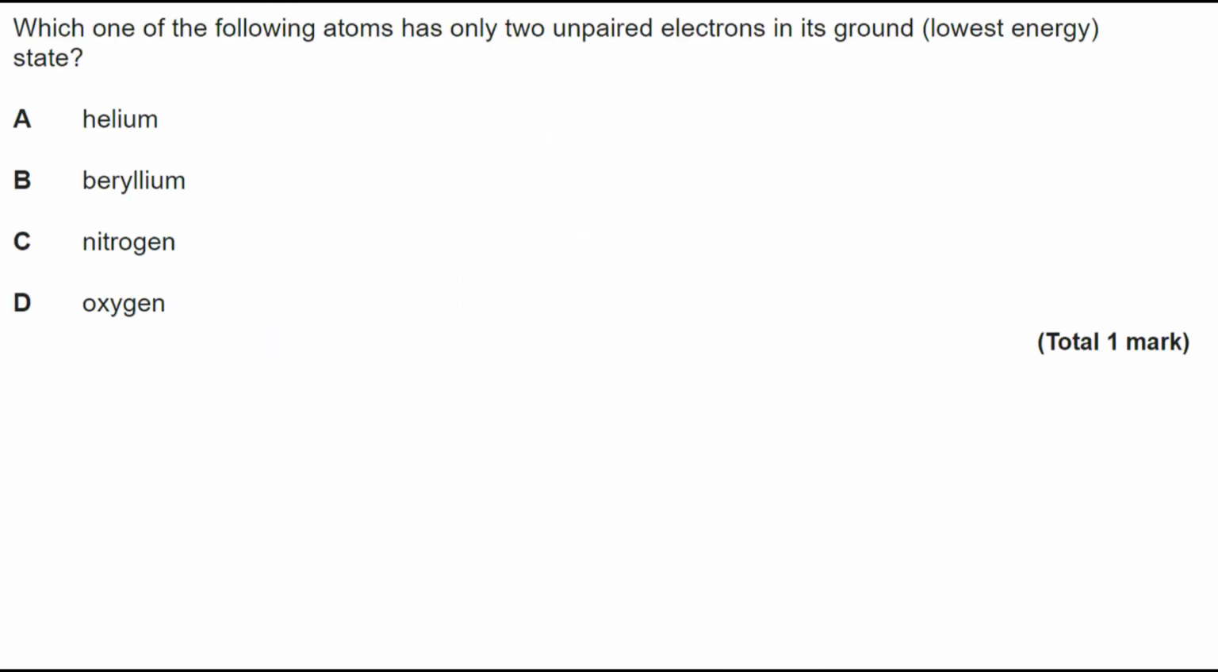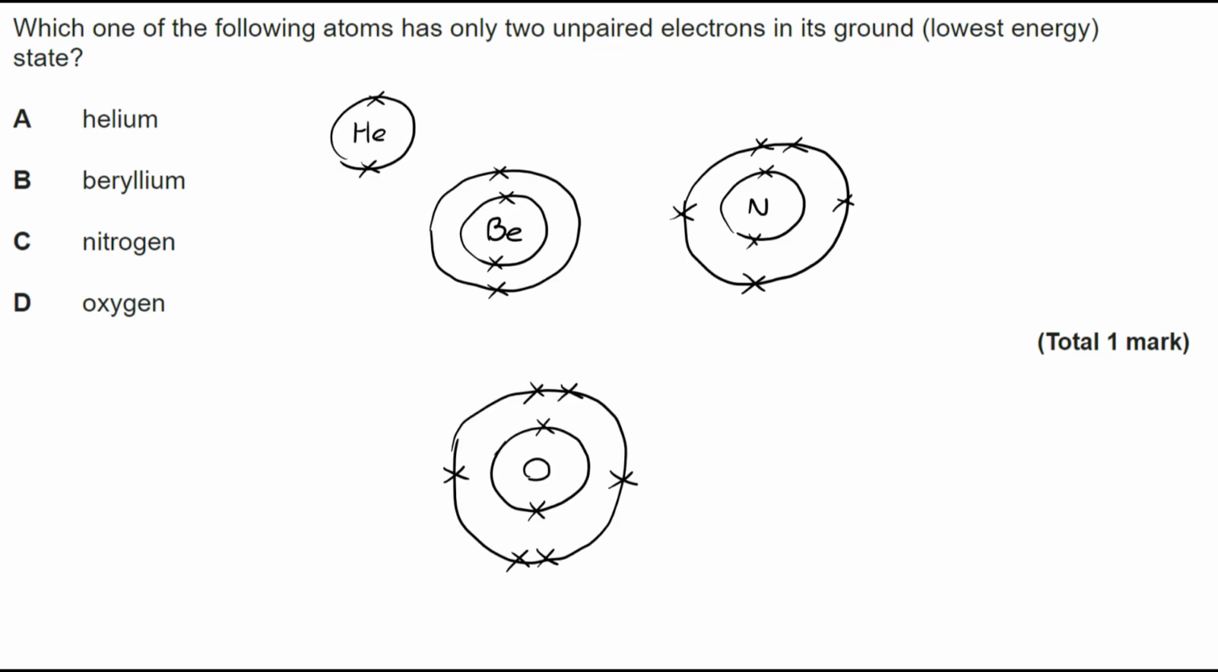So we're now looking at which of the following atoms has 2 unpaired electrons in its ground or lowest energy state. Well, let's take a look at them drawn out, and we can see that helium has got 2 in a 1s sublevel, actually, beryllium 1s2, 2s2, so they are both paired electrons. When we move on to nitrogen, that has got 3 unpaired electrons when you put those in. Oxygen has 2. So for that reason, the correct answer is D.